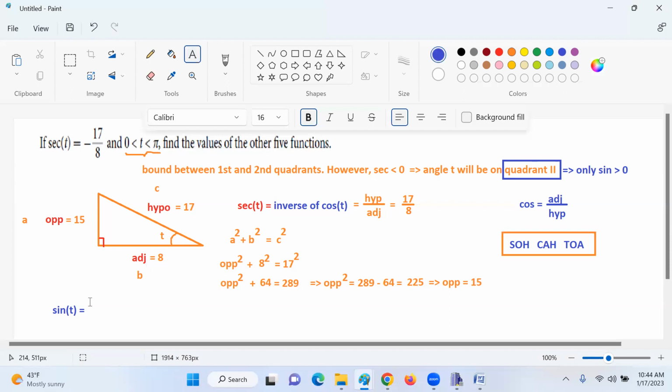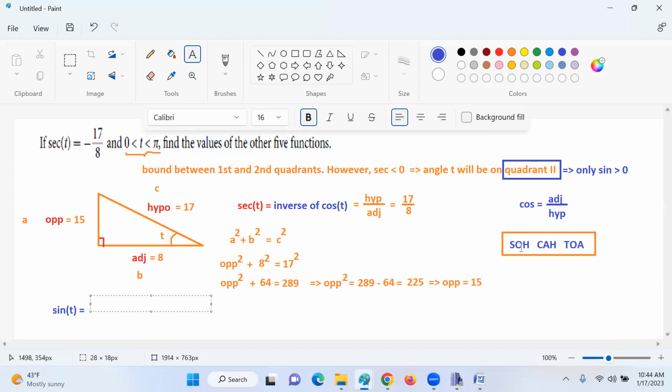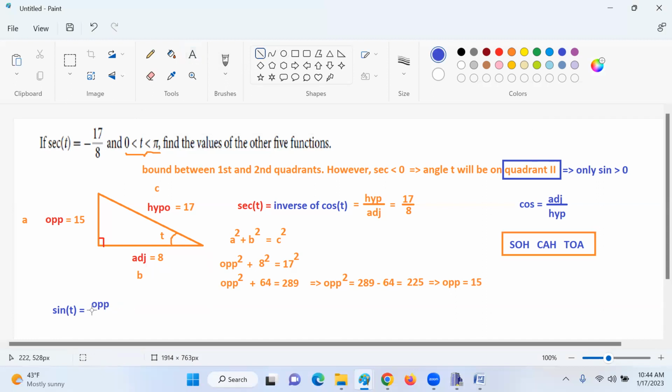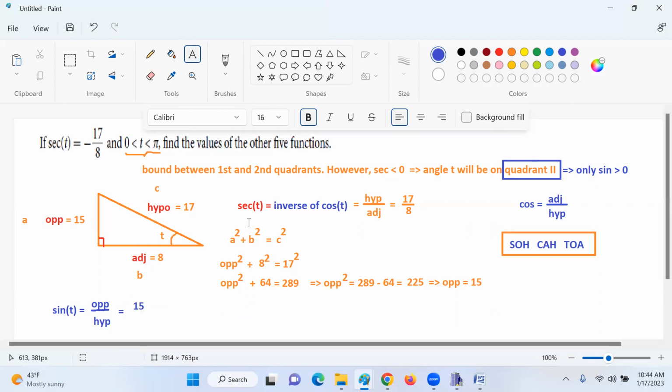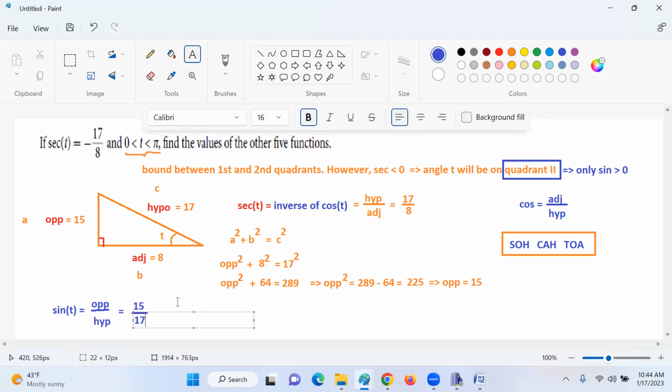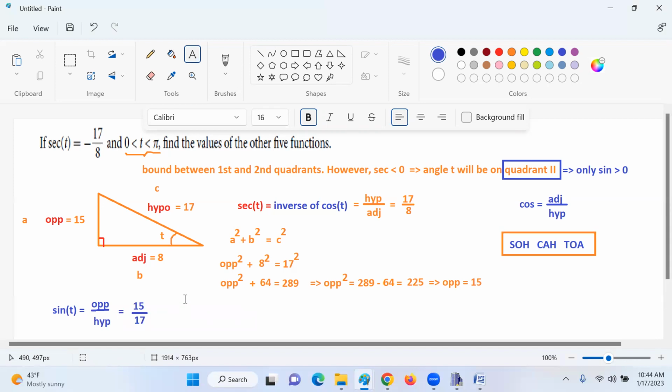So now we can have the sine, by SOHCAHTOA, that would be the opposite over hypotenuse, right? So opposite over hypotenuse. We basically know that the opposite side length is 15 and the hypotenuse is 17. And this one is positive, so it's good.